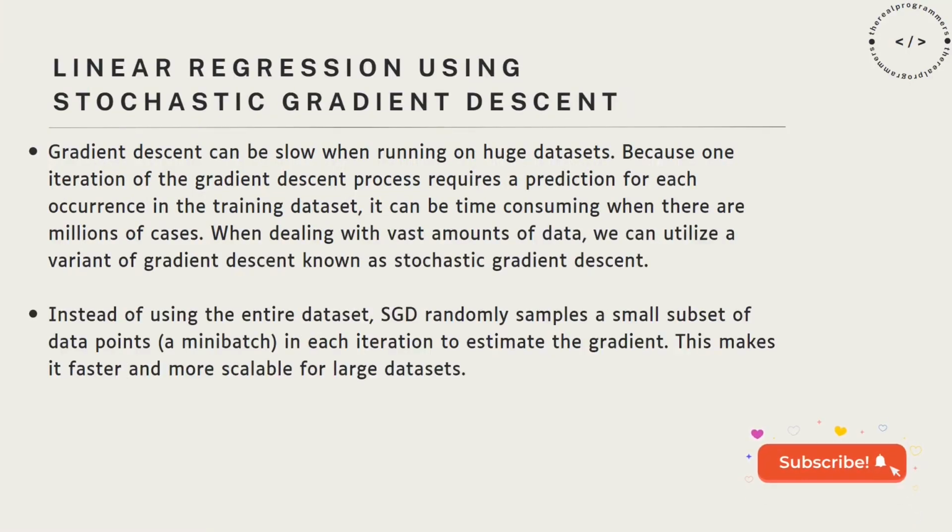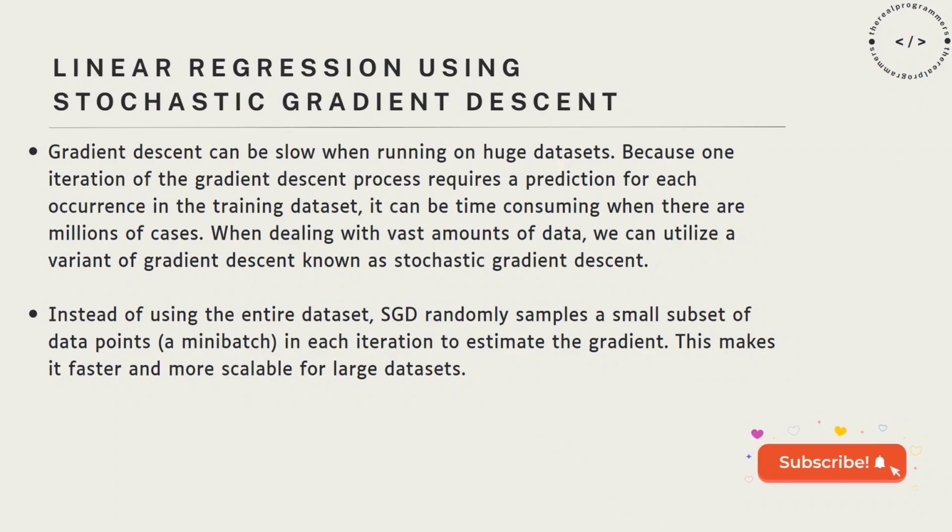Stochastic gradient descent is a variation of gradient descent widely used to optimize linear regression models. Gradient descent can be slow when running on huge datasets, because one iteration of the gradient descent process requires a prediction for each instance in the training dataset. It can be time consuming when there are millions of cases.